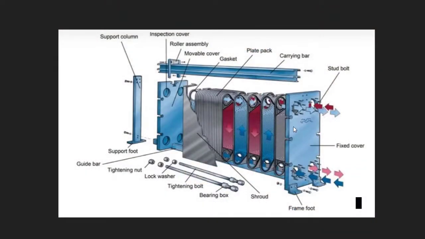The frame is made of the following parts. This is the front plate or fixed cover. This is a pressure plate or movable cover, with inspection ports or inspection covers in this case. The pressure plate slides back and forward on the carrying bar thanks to the roller assembly. This, as we said, is the carrying bar. This is the guide bar. This is what is called the support column, and these are the tightening bolts, in this case with bearing boxes.